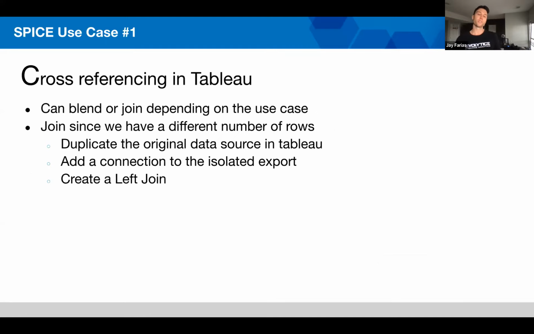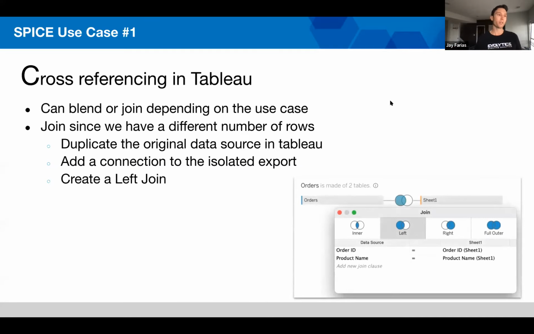So when we cross-reference, we can do it two ways. We can either use a blend or a join, depending on the use case. For this one, since we have a different number of rows, we can actually use a join, and it'll give us no values on the right side of our join for the records that aren't there. So what we need to do is duplicate the original data source in Tableau. I always duplicate when I'm troubleshooting. I don't want to mess up my original one, add complexity to it. So when I'm done troubleshooting, I can just delete it, and it doesn't affect my other work. Then we're going to add a connection to this isolated export, and then we're going to create a left join.